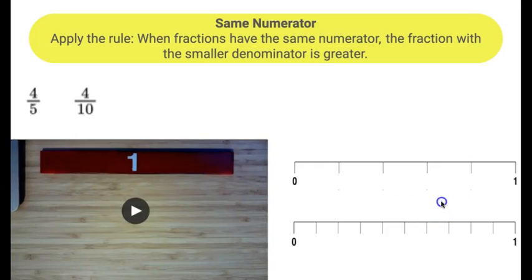Let's plot 4/5 on the number line and 4/10. I can see that 4/5 is closer to a whole. It is larger than 4/10.